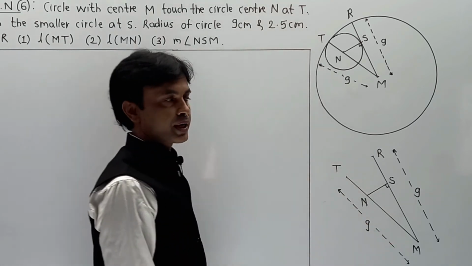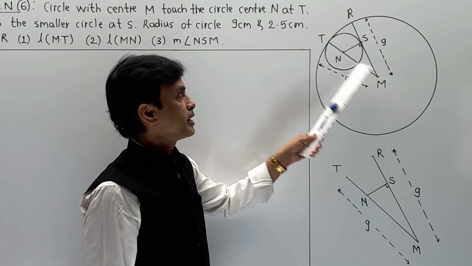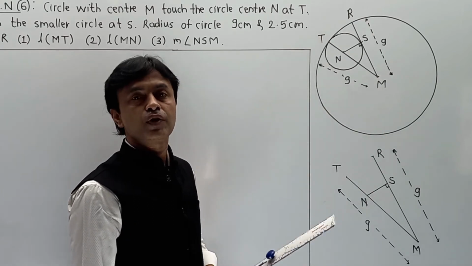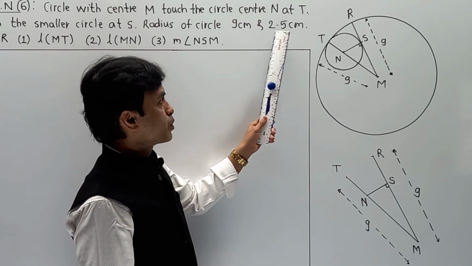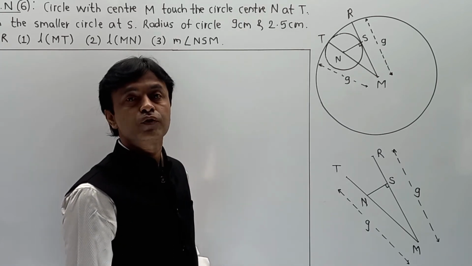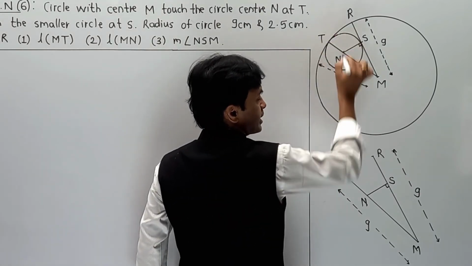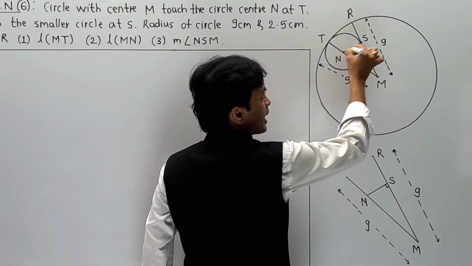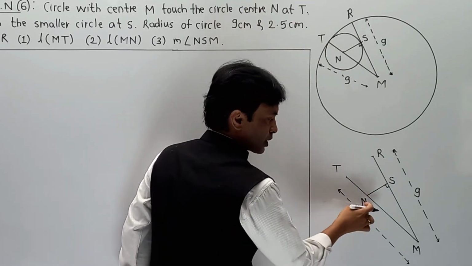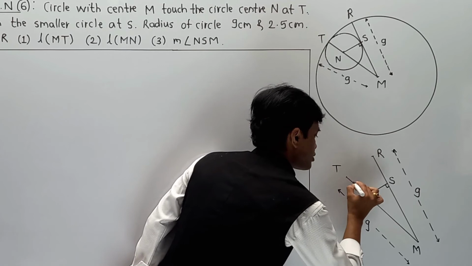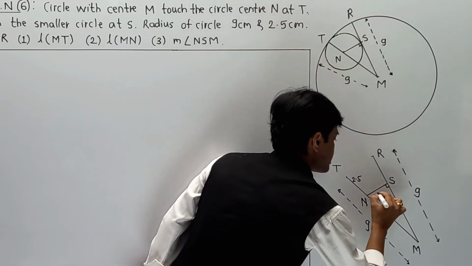I have drawn these two parts in front of you so you can easily understand, because MR is nothing but a radius and MT is also a radius of the larger circle. Now the same here, 2.5, definitely it is the radius of the smaller circle. There are two parts, one is NT, which is a radius of the smaller circle, and NS, which is also a radius of the smaller circle. I am going to indicate that over here: NT is 2.5 and NS is also 2.5.